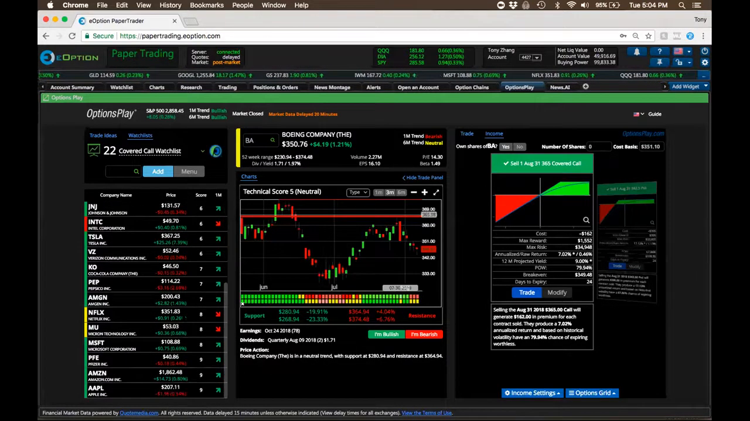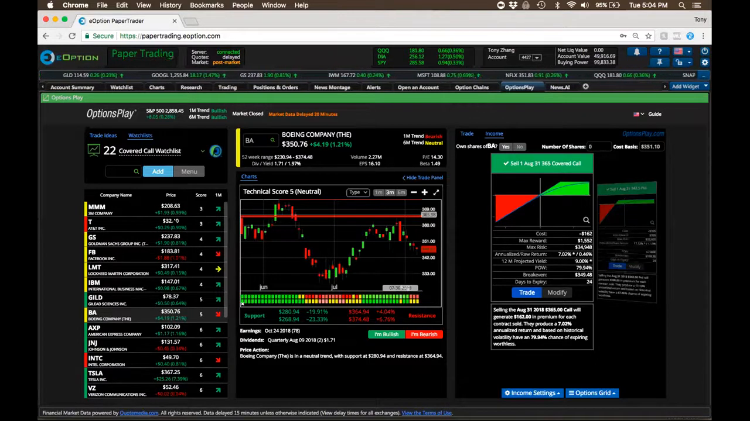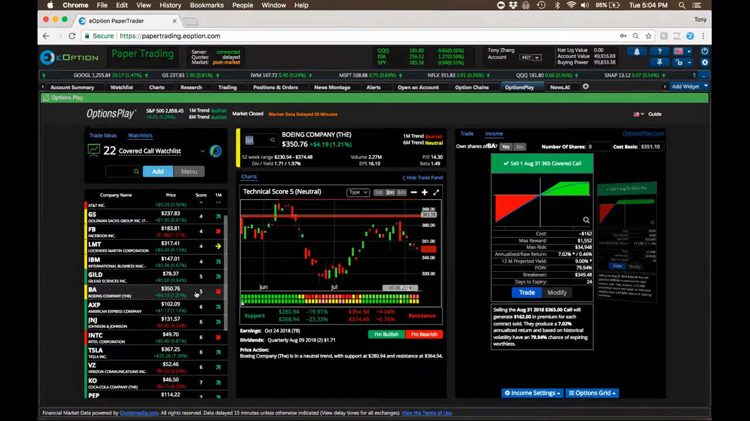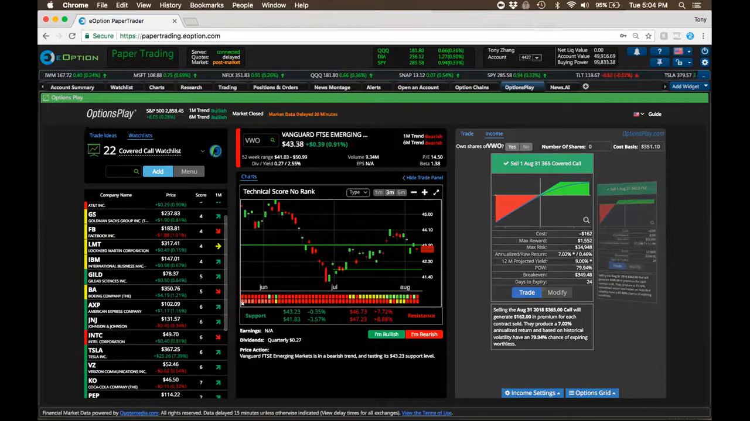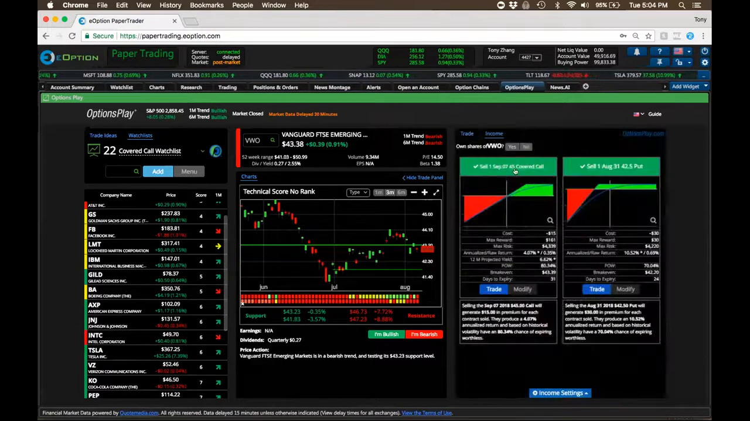So let me find a lower-priced stock here. AT&T is probably a lower-priced stock, but let me see if I can find a lower price stock. The only problem with lower price stocks is sometimes the strike prices are so far apart from a percentage standpoint, you just can't quite find the right fit. So sometimes it comes down to luck as to whether or not you can find a right opportunity on covered calls. So here's a $43 stock, relatively lower price stock.